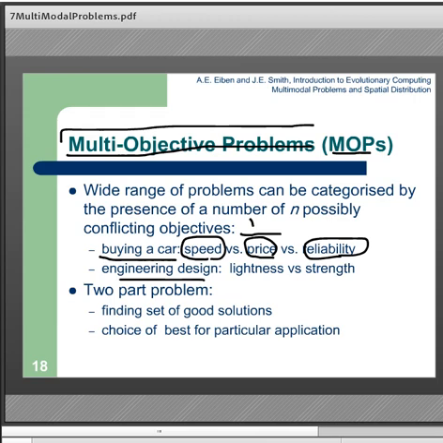Or sometimes you want to do engineering design. For example, you want to make a home. This home may be light and use less iron. It is lighter, or it is stronger. It has more strength and is lighter.